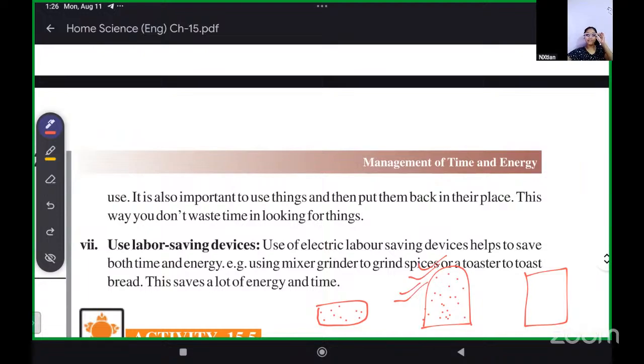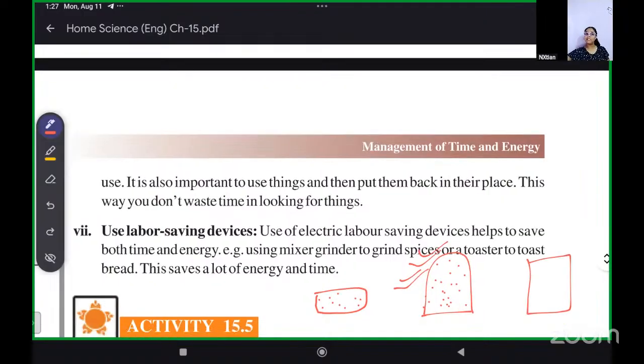We've never done it. We've never even tried it. Grinding on a stone takes a lot of energy, a lot of time, and our back will hurt. But now we just put them in the mixer and grind very easily. Toasters and all the electronic devices save us a lot of energy and time.